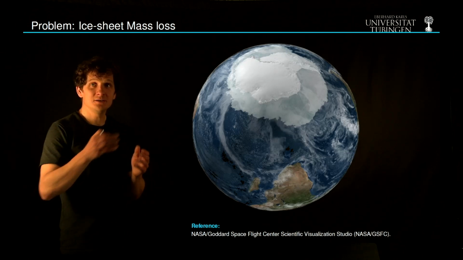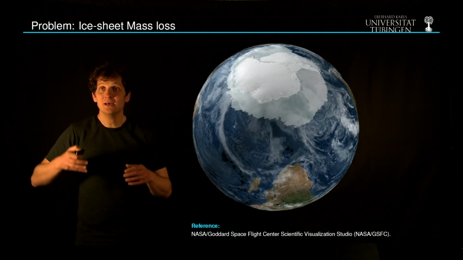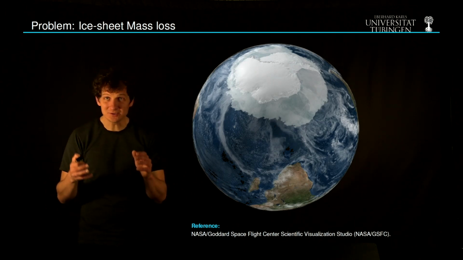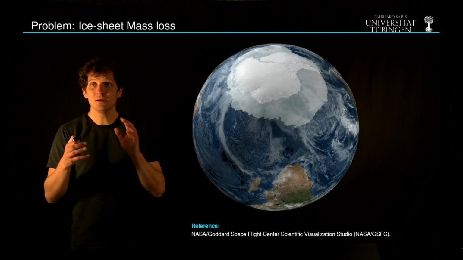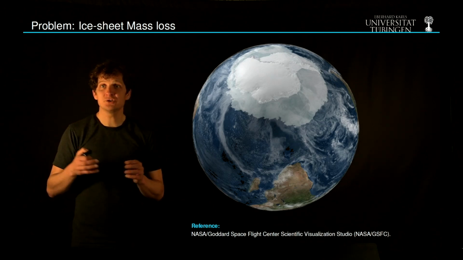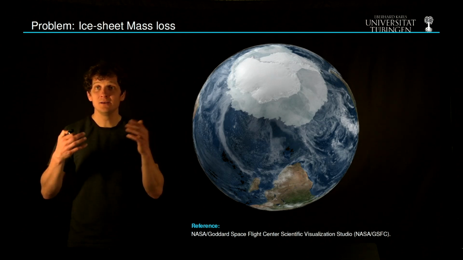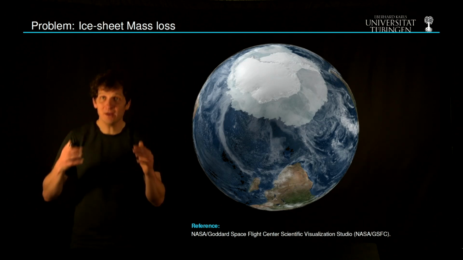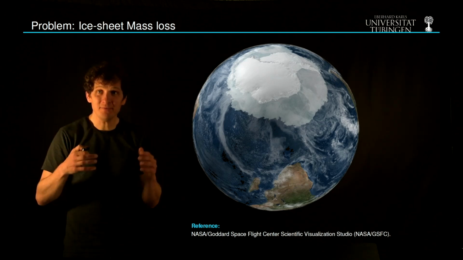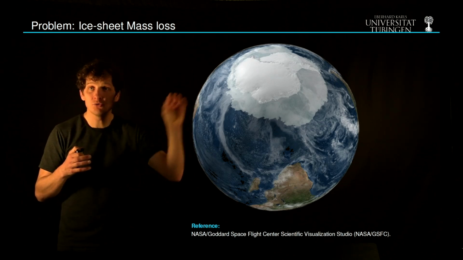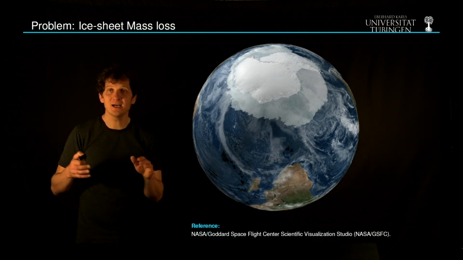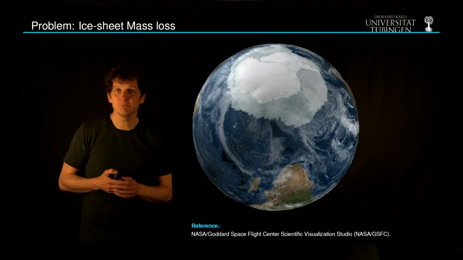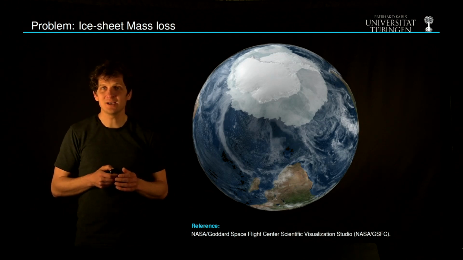Another example is shown here with the Antarctic ice sheet. The Antarctic ice sheet holds a sea level equivalent of 58 meters. So even small changes in the overall mass budget of this ice sheet will change the evolution of global mean sea level, and the gravity method is one method which allows you to monitor these mass changes over time, and this provides important information for the development of adaptation and mitigation strategies to climate change.